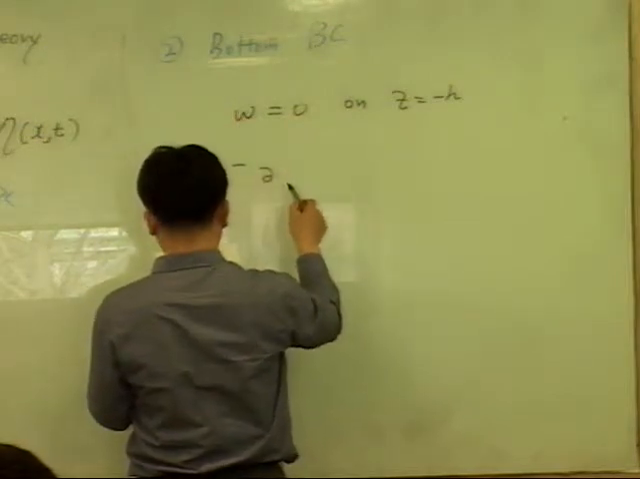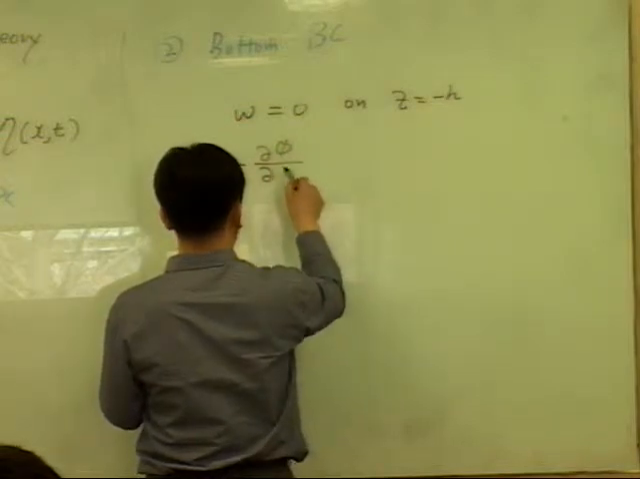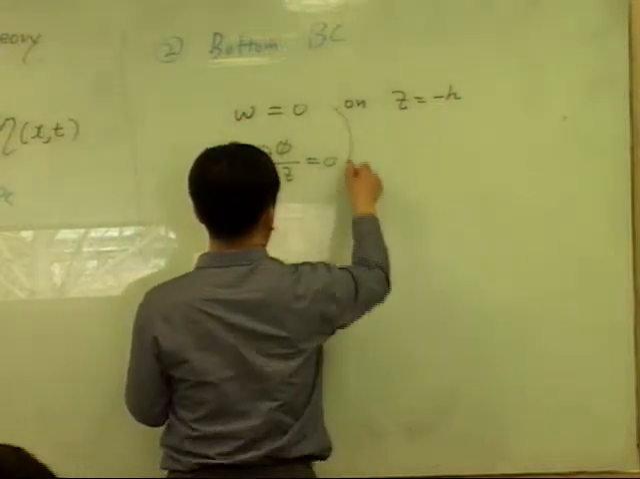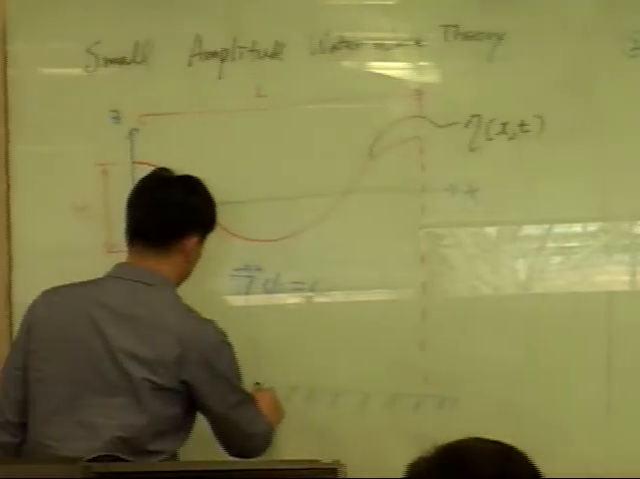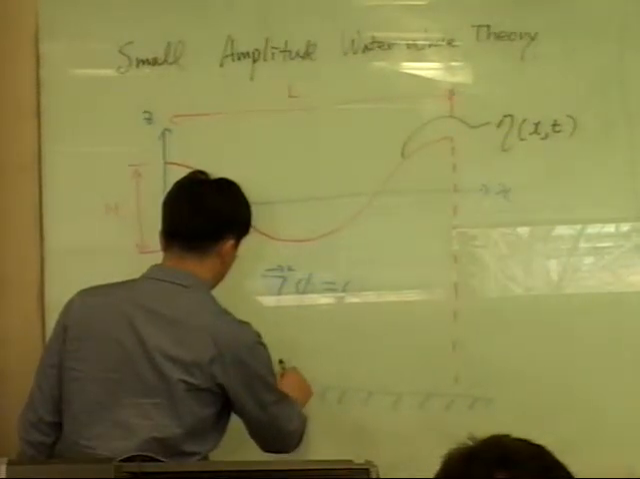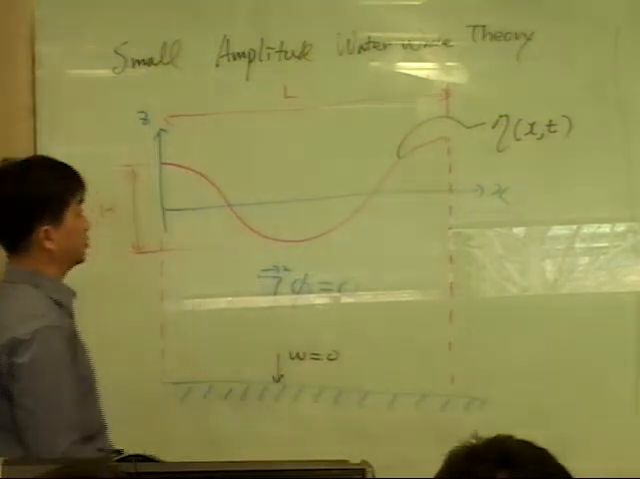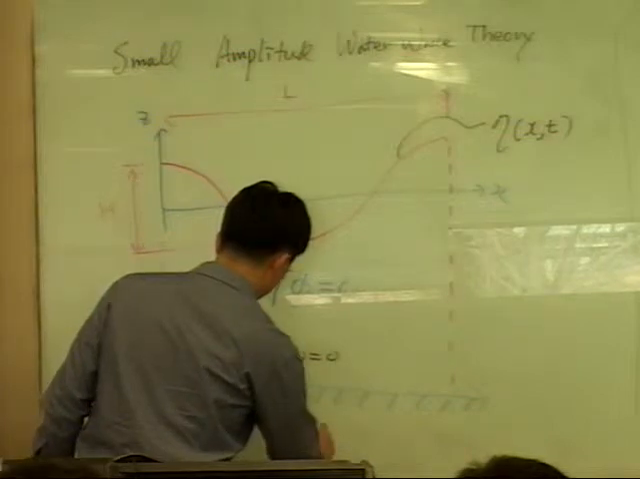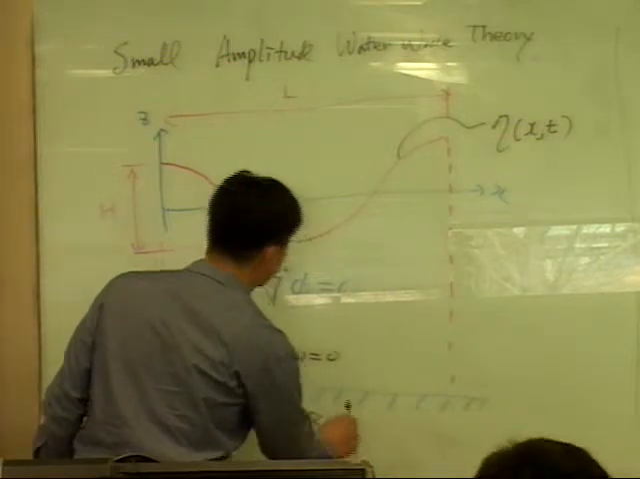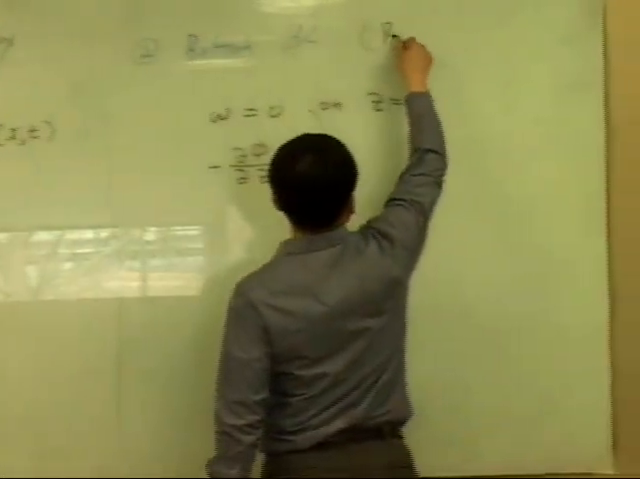W can be expressed by the potential, and it is 0, right? This is a bottom boundary condition. W equals 0 at the bottom. This is a bottom boundary condition, like say BBC. Okay? Bottom boundary condition.